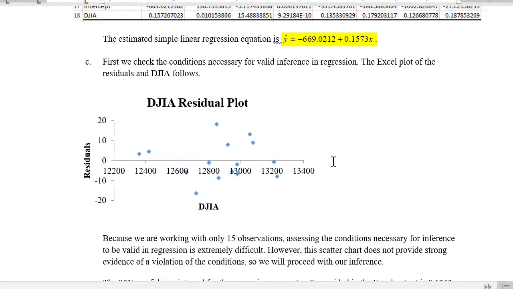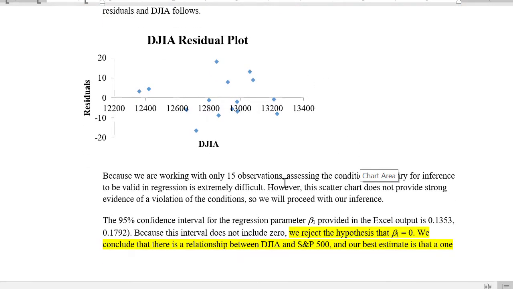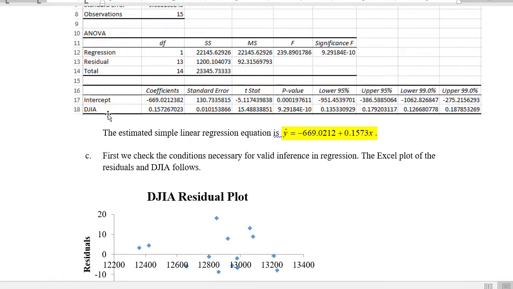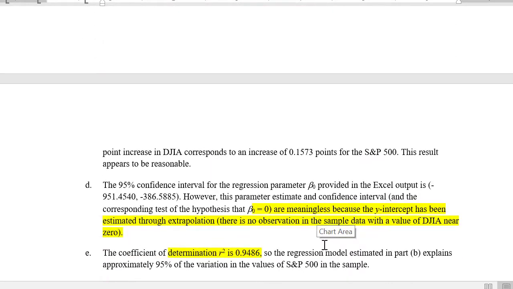Are we accepting or rejecting our analysis? We check and see if we violated any conditions for regression here. Since we don't have a lot of observations and we don't see any violations, we proceed. For B1, we reject the hypothesis that B1 equals 0, and we see the p-value is a very small number, and it doesn't go through 0 for upper and lower 95% or even a 99% confidence level. So we reject.